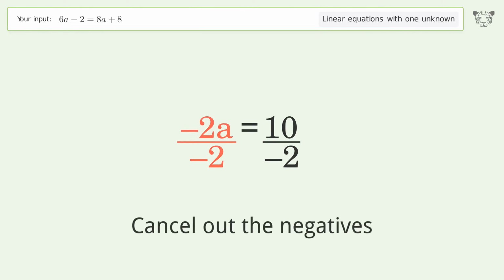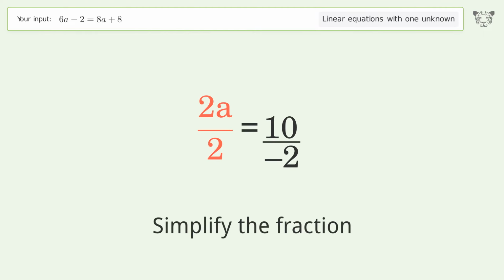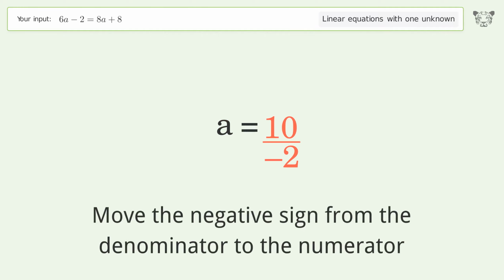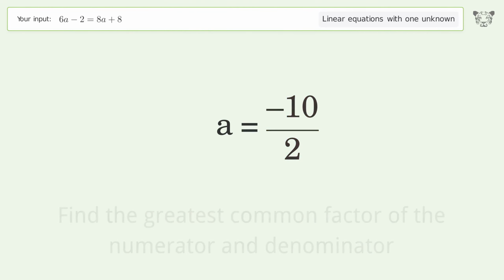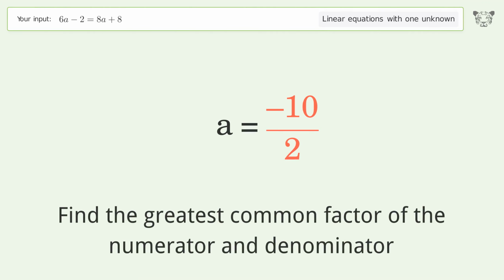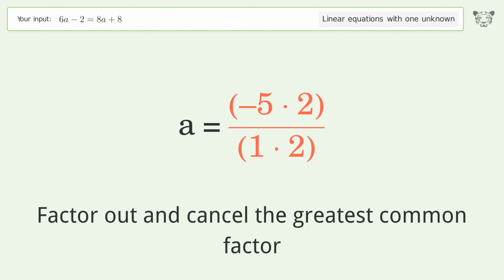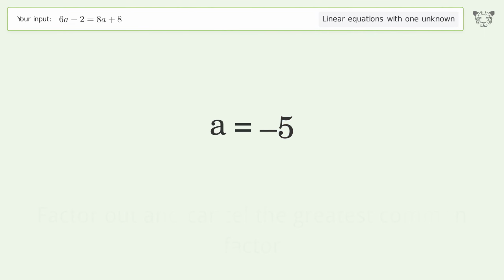Cancel out the negatives. Simplify the fraction. Move the negative sign from the denominator to the numerator. Find the greatest common factor of the numerator and denominator. Factor out and cancel the greatest common factor. And so the final result is a equals -5.